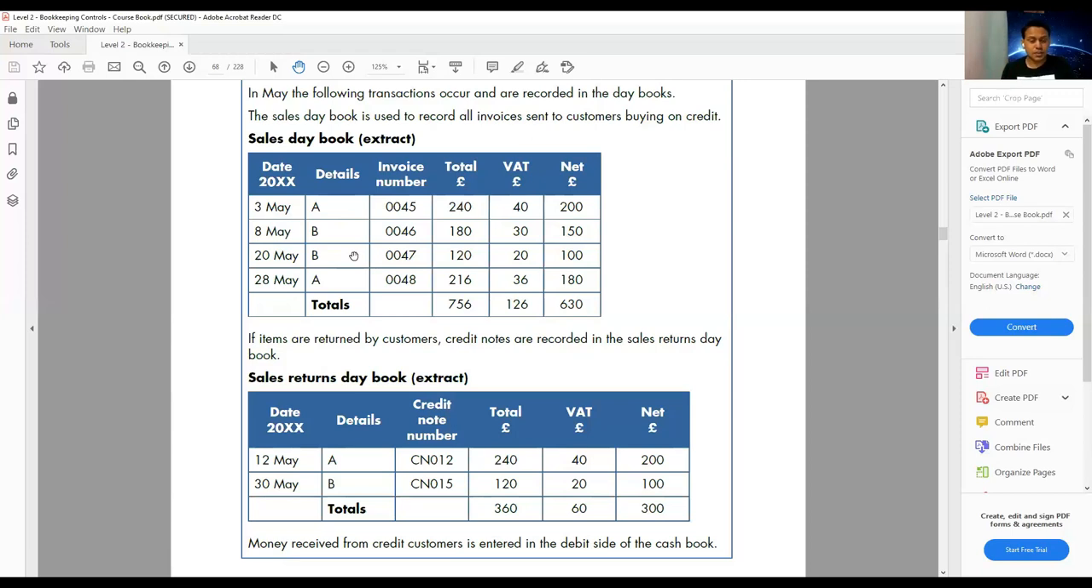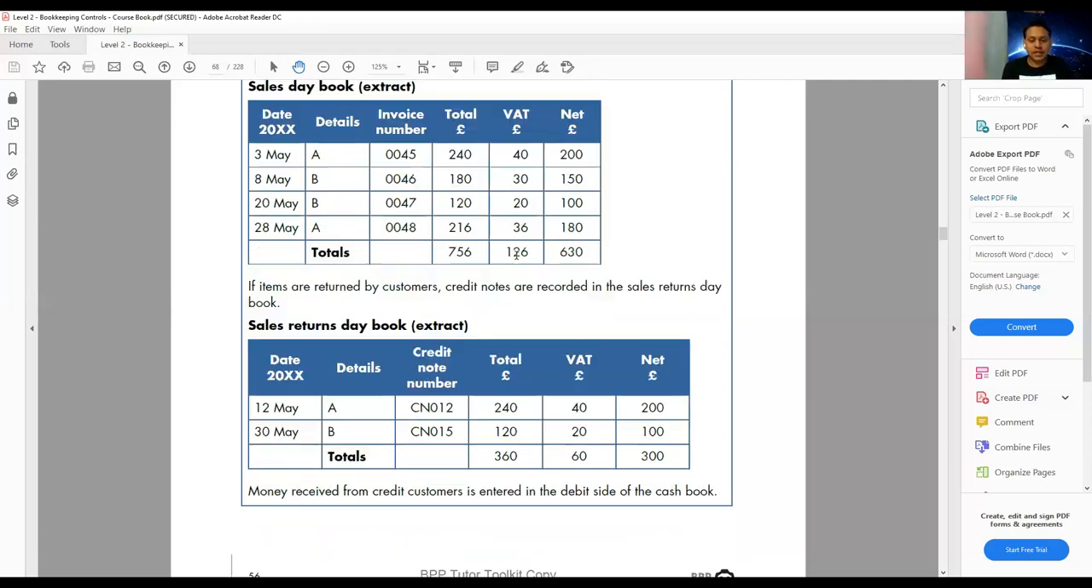It's the individual customer. And the total we make in sales during this period is 756. The total will be relevant to the sales ledger control, and the individual sales will be relevant to the sales ledger, because sales ledger talks about customers A and B, but sales ledger control is the total. So when I do the sales ledger control, 756 will be relevant. That's my total sales, that's my total VAT, and that's my total net.